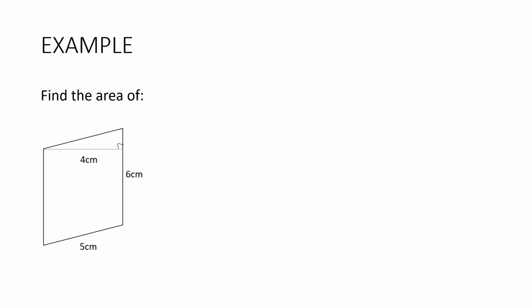Can you imagine turning this back around this way so that this is the base? There's the base length, and here's the perpendicular height. And this one here, that's a slant height. We don't need it at all, so we can cross it out. Okay, now that we've got rid of the extra information that we don't need, let's do the formula. Area is base times height, which is 6 times 4, which is equal to 24 centimetres squared.